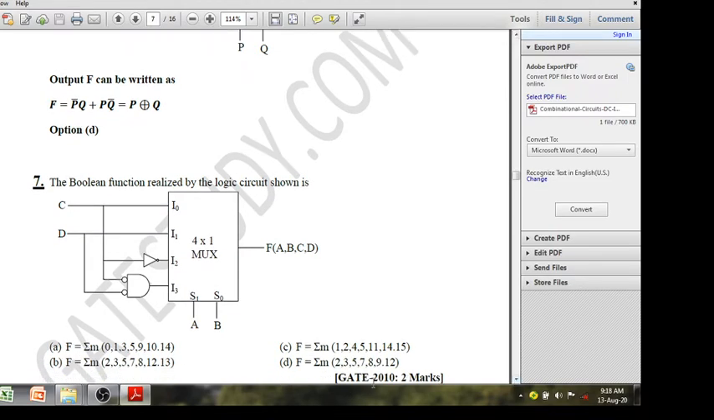Okay, this is a 2 marks question. The Boolean expression realized by this. Again given AB, the value of selected line is A and B. So A bar B bar into I0 plus A bar B into I1 plus A B bar into I2 plus AB into I3. And you know what is I0? It is C. And what is I2? It is C bar. What is I1? It is D. And what is I3? This is C bar dot D bar. Just put in the equation.